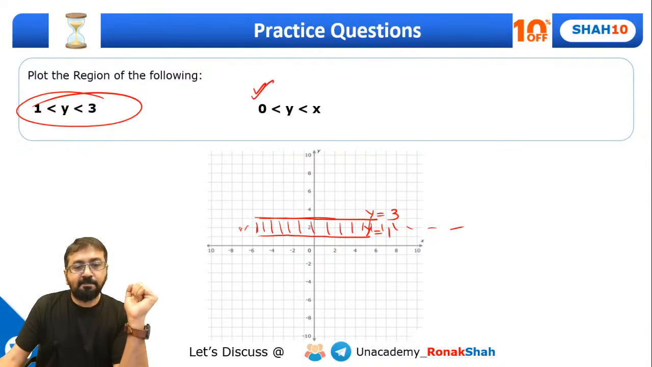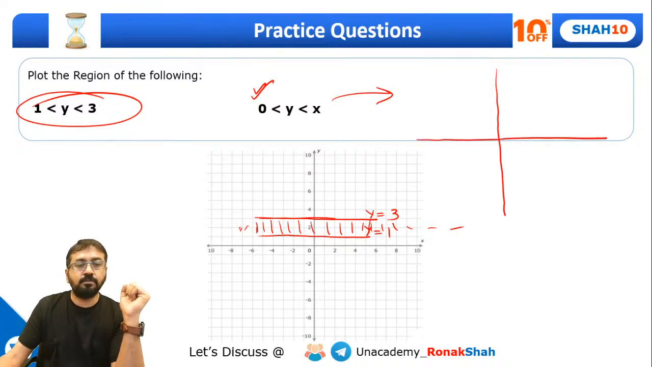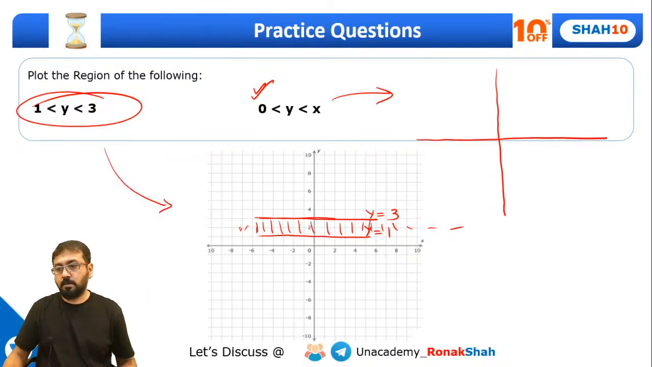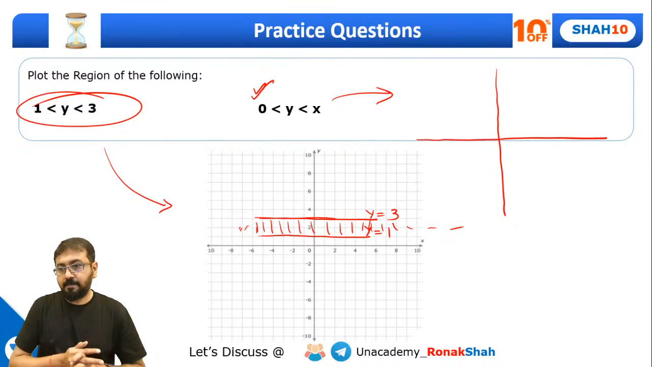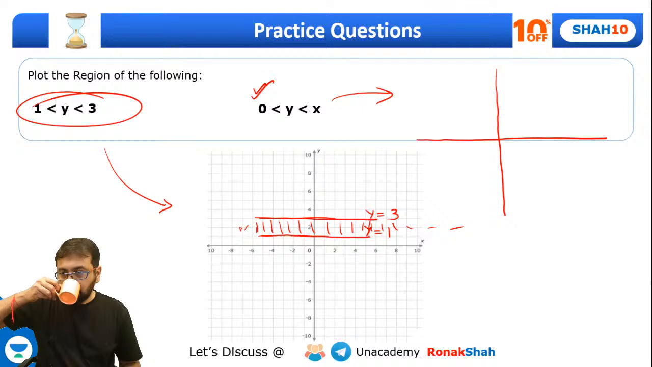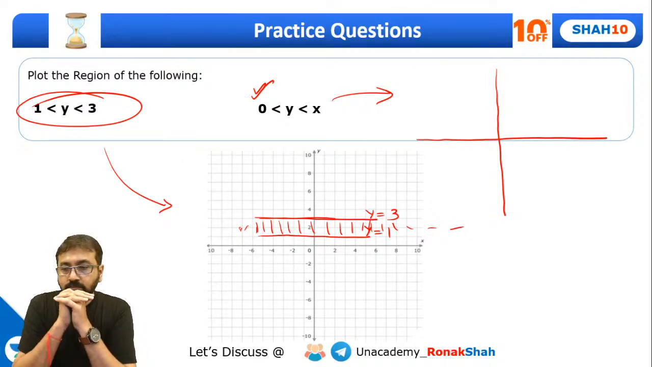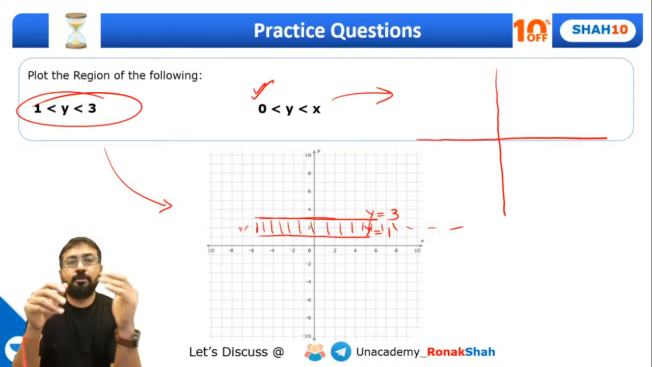Right. Please plot the region for this one, guys. Please tell me how will be the graph for this. Okay, that's great to hear. Guys, what will be the graph for this?